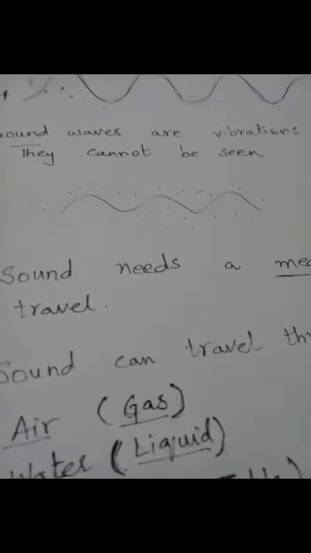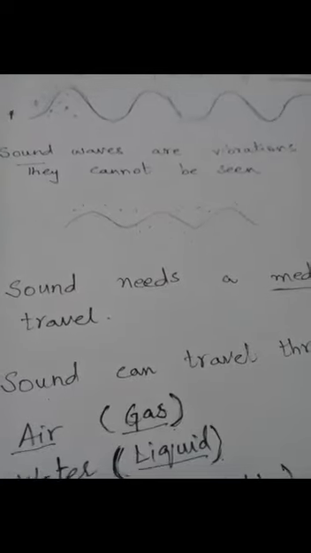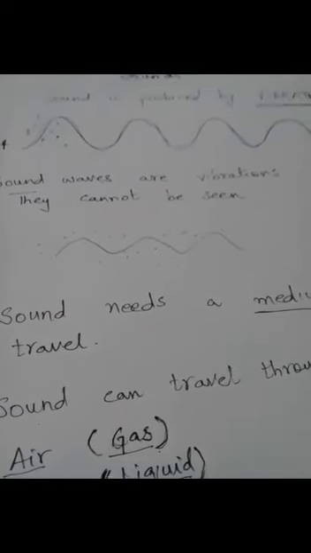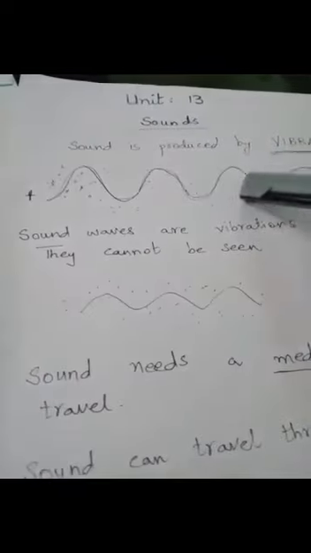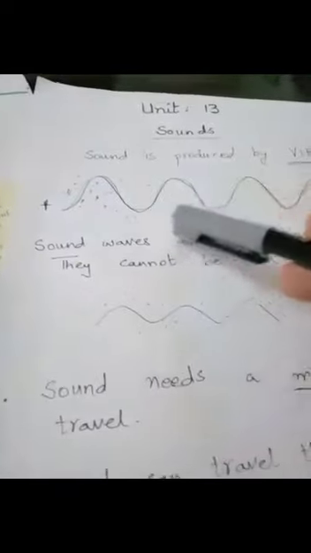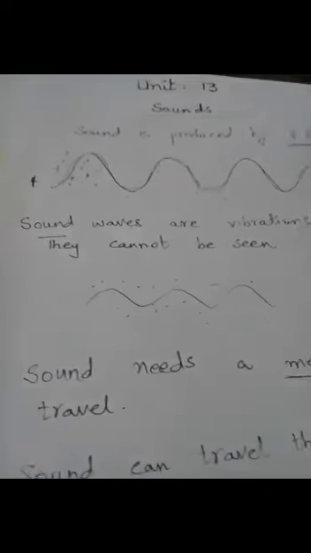When something vibrates, it pushes and pulls the air around it, making different layers of air pressure. These layers are called sound waves. So sound waves are vibrations that cannot be seen.